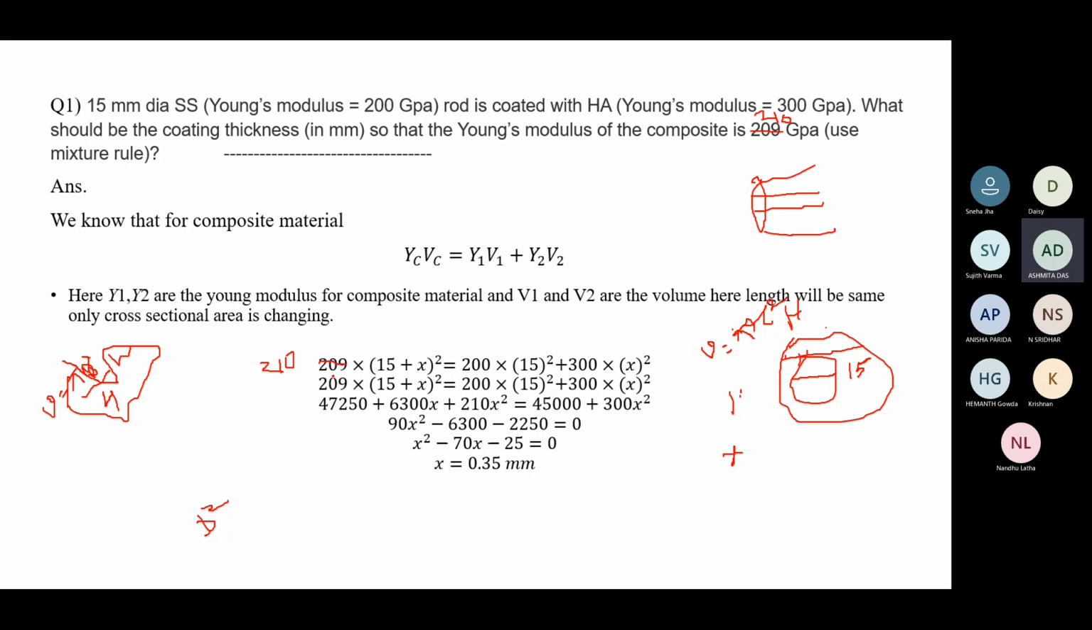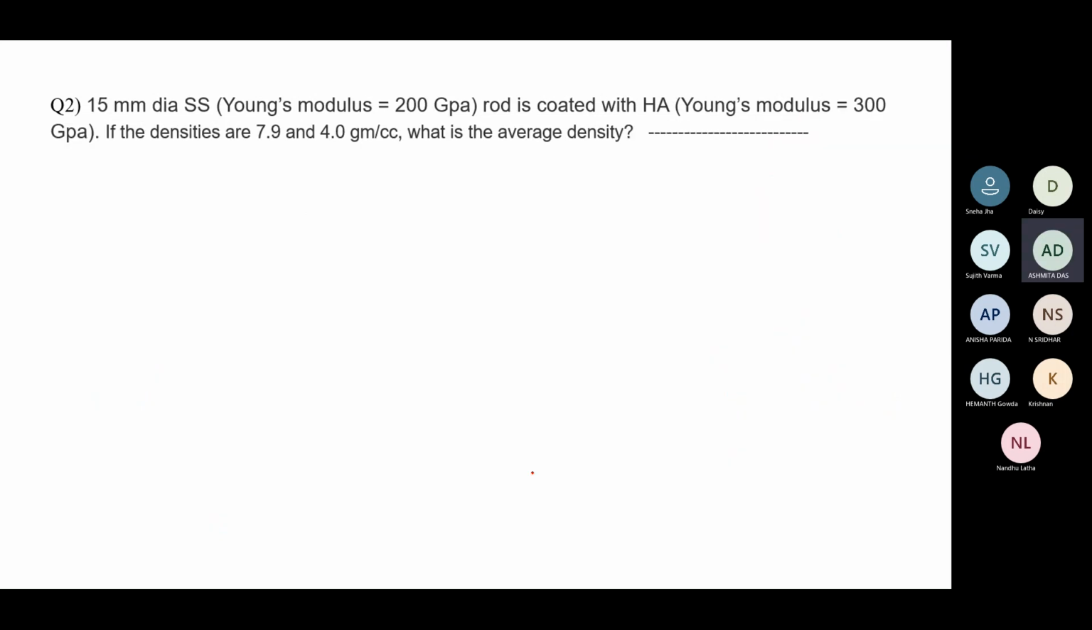After solving, we get a quadratic equation, and solving it we found x equals 0.35 mm. Okay, now moving to the next question. A 15 mm diameter SS rod is coated with HA. If the densities are 7.9 and 4.0 gram per cc, what is the average density?